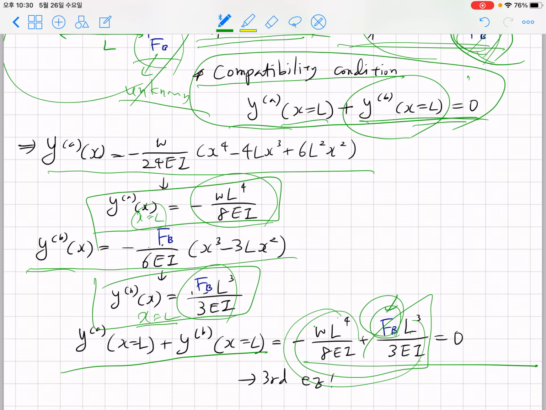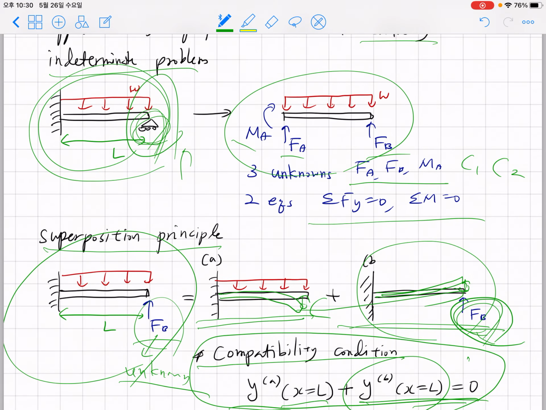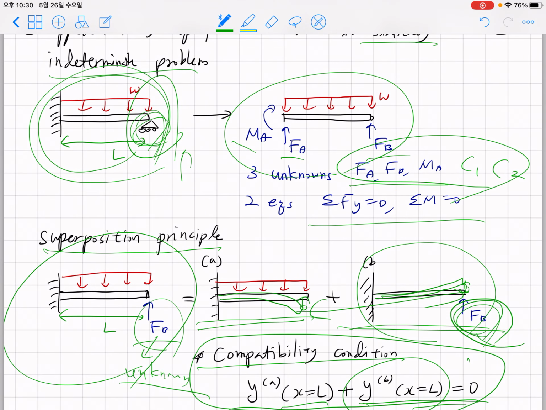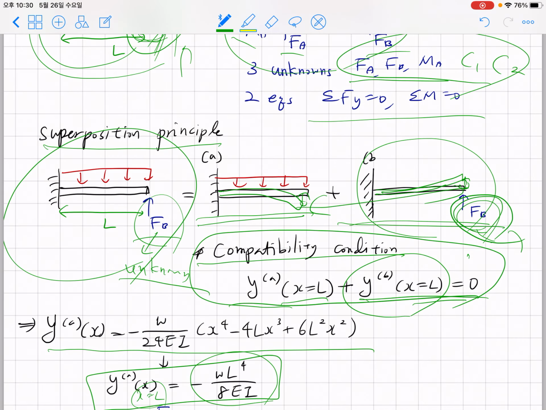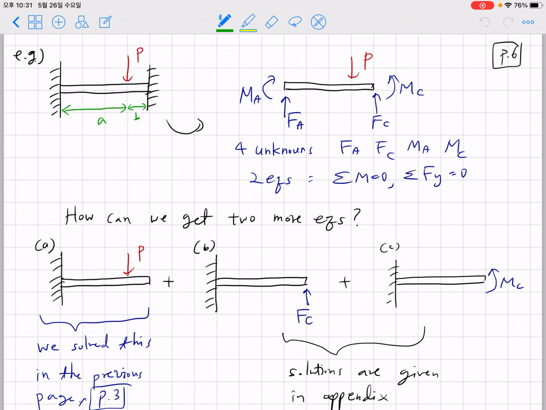We know the solution for YB now. Then the solution for the original problem is YA plus YB for the entire region. Okay, so this is how we utilize the superposition principle. Instead of worrying about 5 unknowns and 5 coupled equations, we have just one additional equation to find one additional unknown. Okay, so this is how we approach the problem using the known solutions of simple problems.